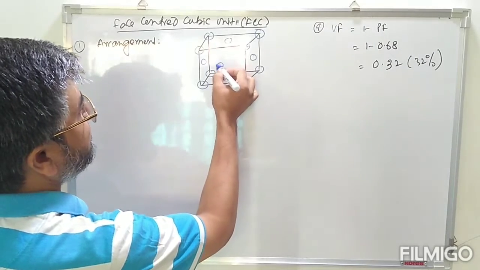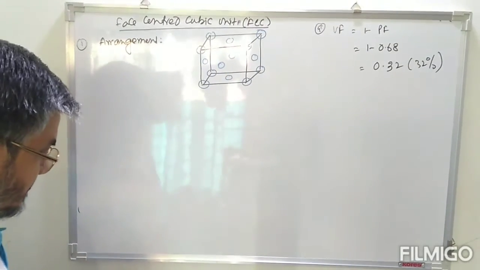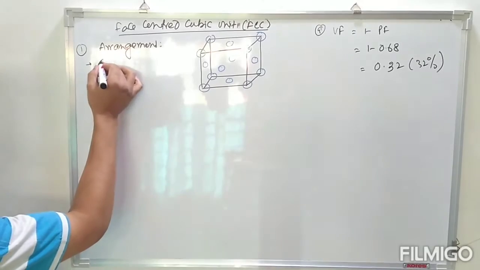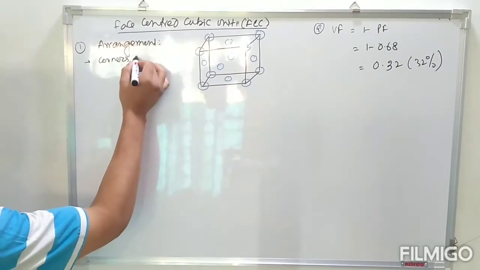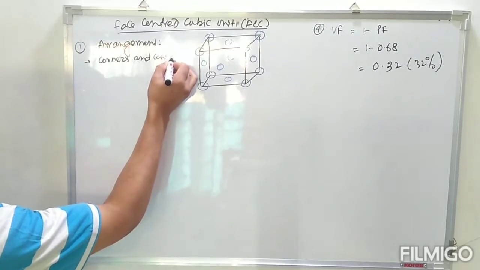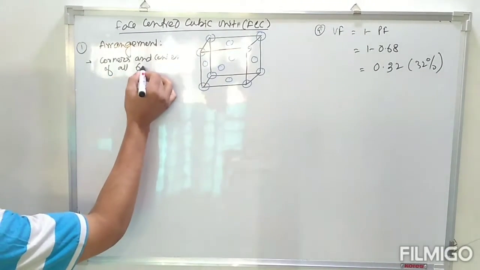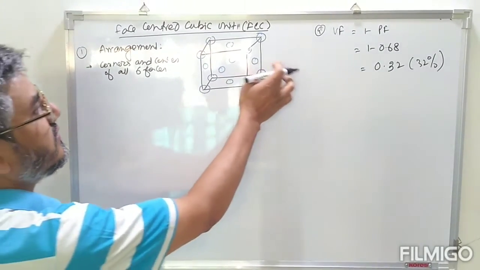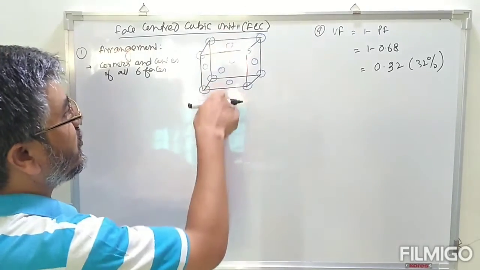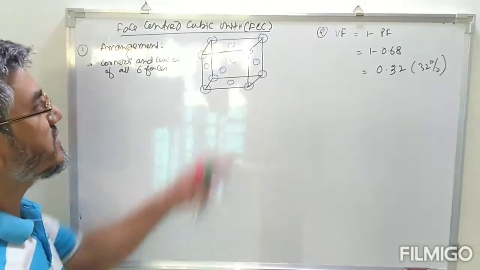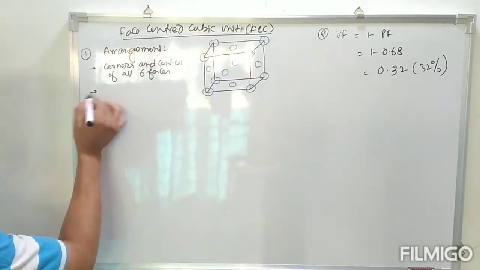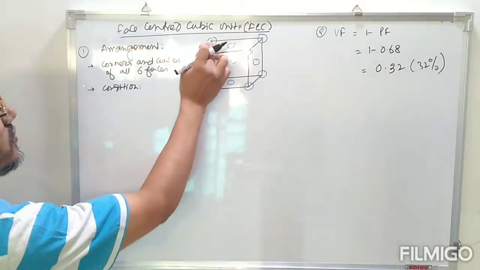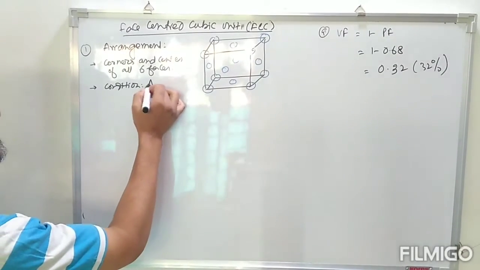We have this front face, we have this rear face. So, considering this arrangement, the corners and the centers of all 6 faces will be occupied by the spheres: right face, left face, top, bottom, front, and the rear face, along with these corners. But subject to the condition that any 2 adjacent corners should not be in contact with each other.